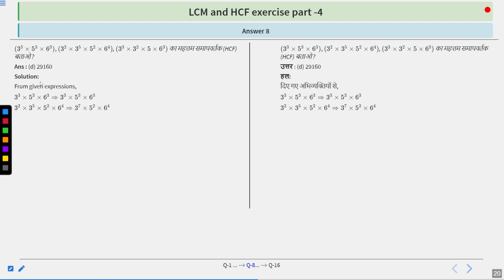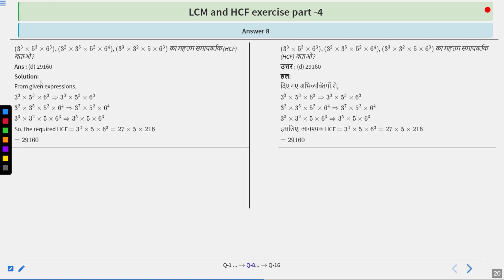Now, 3 cube into 5 cube into 6 cube, and next one was 3 square into 3 raised to power 5 into 5 square into 6 raised to power 4. Here the powers are added because the base is same. So 5 plus 2 can be written as 3 raised to power 7 into 5 square into 6 raised to power 4. In the previous one also, 3 cube into 5 cube into 6 cube was written, and last one was 3 cube into 3 square into 5 into 6 cube. So again, 3 and 3 base is same. So 3 plus 2 is 5, 3 raised to power 5 into 5 into 6 cube.